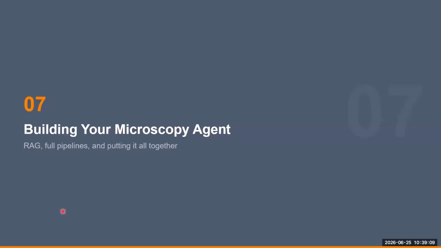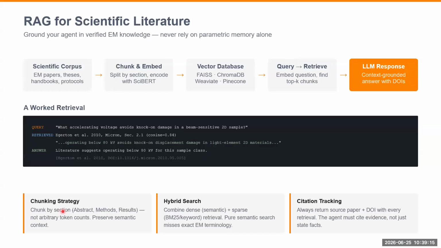So how can we build our microscopy agent? Let's put it all together. We have a lot of information now. How do we put this all together? For example, we can use RAG for scientific literature. We have a lot of papers, maybe theses, handbooks, protocols. We want to split them, and maybe use SciBERT or some type of library to encode them. Or you can use a database.